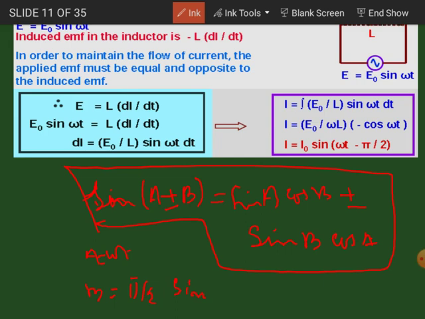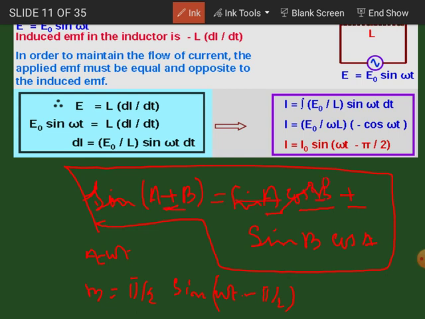Sine of omega t minus pi by 2. You need to use that minus. Then this will be sine omega t, right? Cosine of pi by 2. Cosine of pi by 2 is 0. Cosine of 90 degree is 0, so this term will not come.